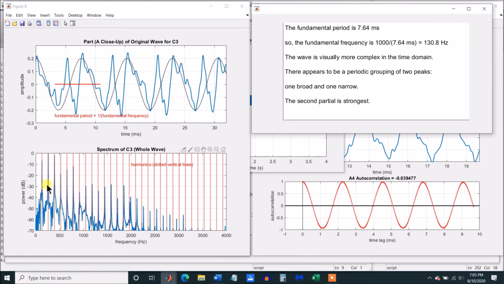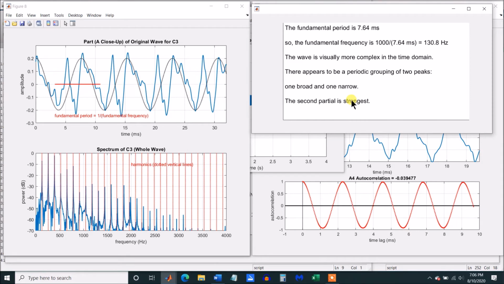And you can see that here in the spectrum. Here's the first partial at 130 hertz. Here's the second one. But you see, the second one is the strongest. The first partial is down about 8 dB or maybe 7 dB from the strongest. So we've got a different situation than it was for the A4. And this second harmonic is showing up strong here because of this appearance of this wave right here, where I got two peaks going every 7.64 milliseconds.